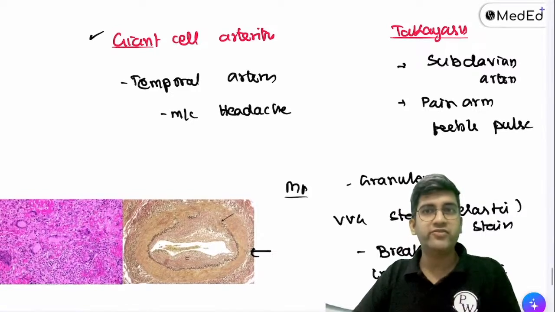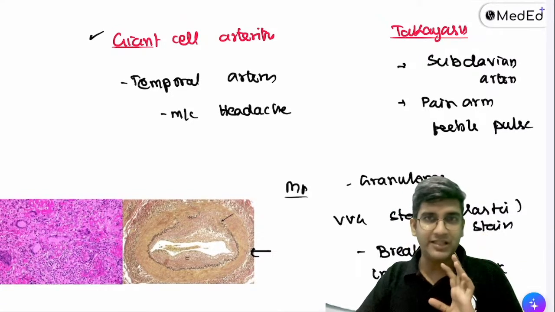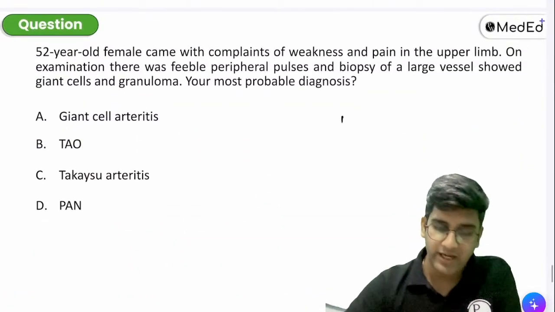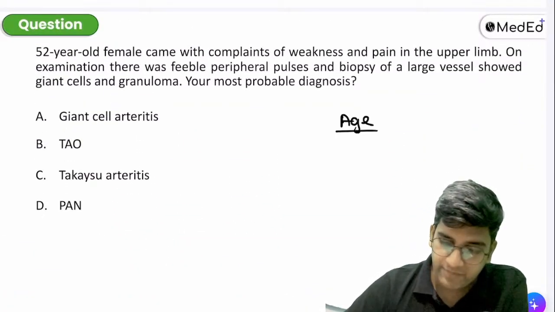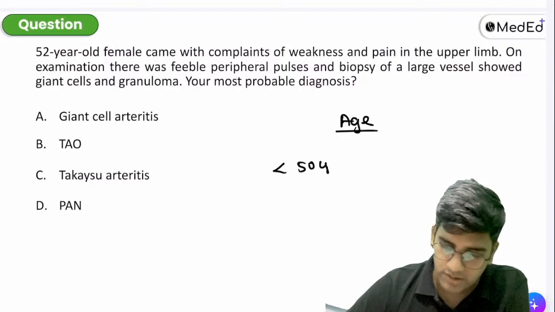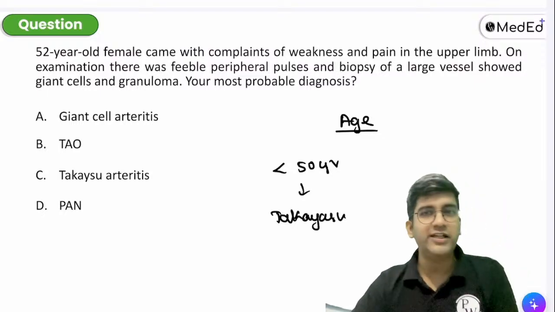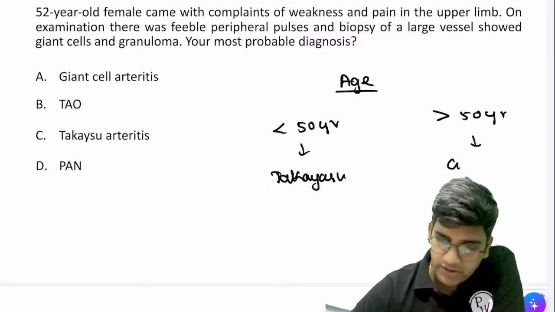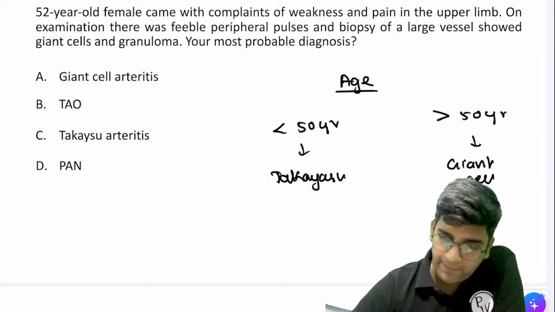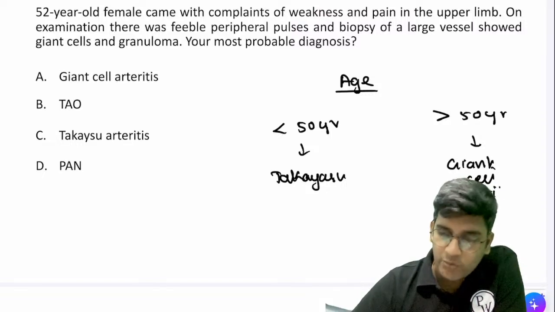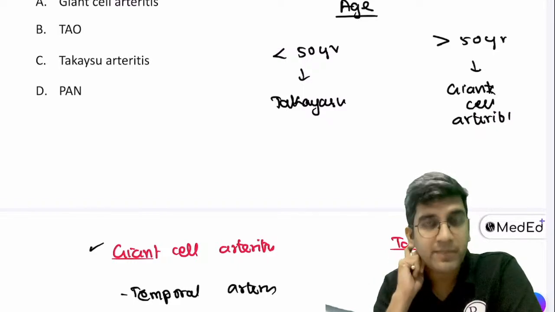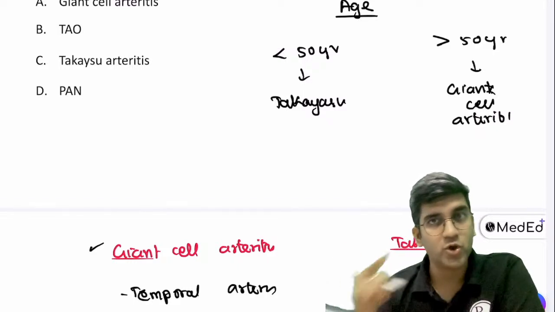Now the question is, how do I differentiate then? Both symptomatically can be same, microscopy is same, everything is same, right? The way to differentiate is age. If the patient is less than 50 years old, it's mostly Takayasu. Takayasu happens in the age of 30 to 40s, right? If it's more than 50 years old, it's mostly giant cell arteritis. You will not get this question in your exam, but this is how reality is. So keep in mind, next time, whatever symptom it is, look at the age.